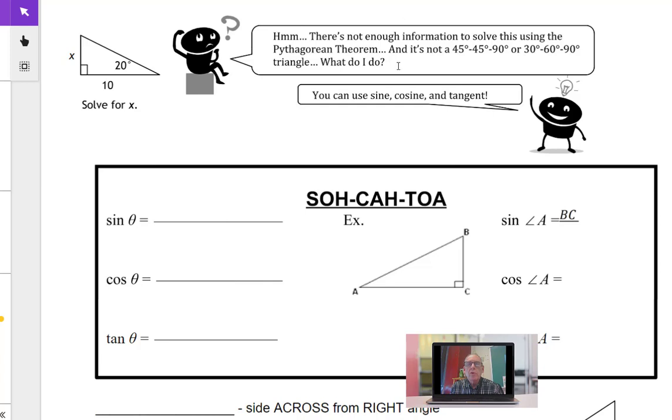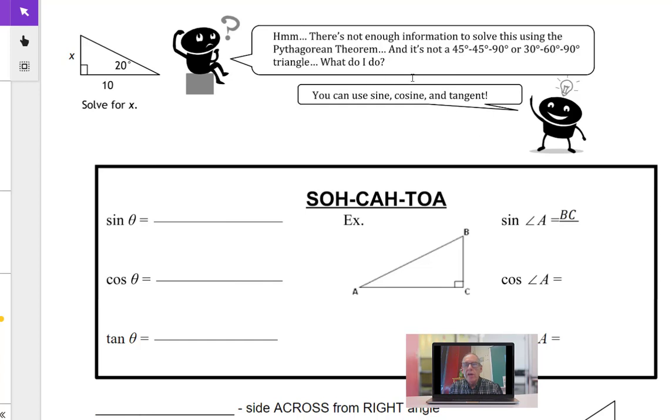So sometimes we'll run across problems where there's not enough information to use the Pythagorean theorem. Like for the Pythagorean theorem, you really need to have 2 side lengths out of the 3 to be able to compute the missing third side. We also talked about the special triangles. Like if we have a 45-45-90 or 30-60-90, then we know about the ratios of the side lengths.